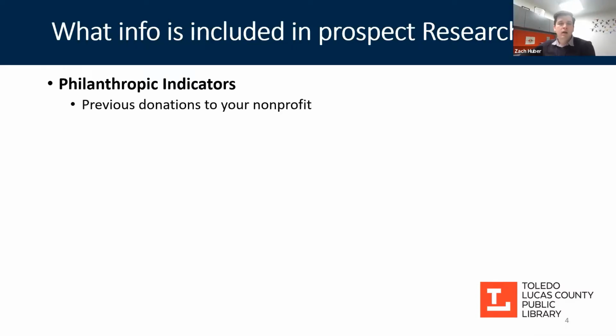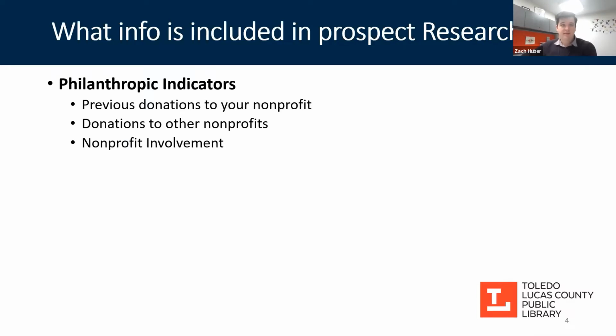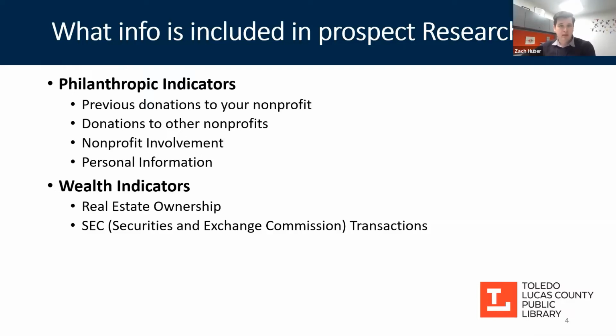What kind of info do we gather when it comes to prospect research? There are 2 different types of data. There's the philanthropic indicators, which are previous donations to your nonprofit, donations to other nonprofits, nonprofit involvement, personal information, and then there's wealth indicators, which can be real estate ownership, SEC (Securities and Exchange Commission) transactions, so stock or other types of securities, business affiliations, and then political giving.